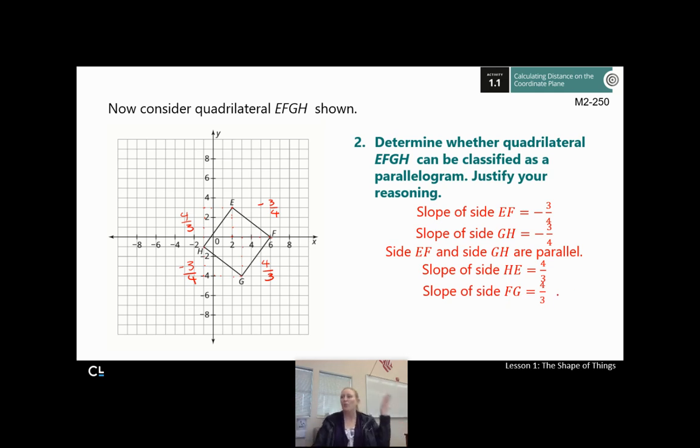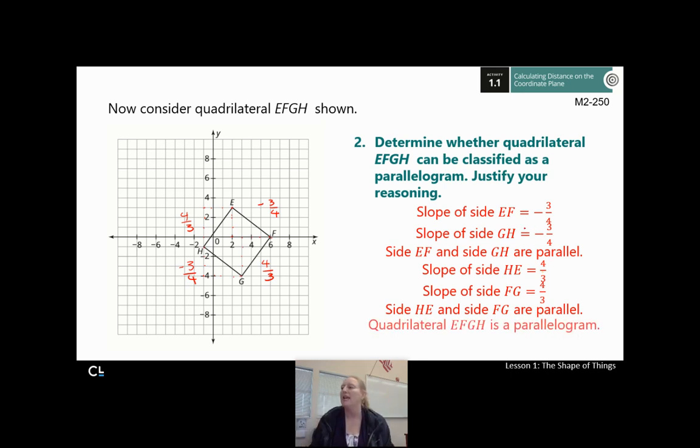That's great, right? Because that means that side HE and side FG are also parallel. They also have the same slope. So because I have two sets of parallel sides, sure enough, quadrilateral EFGH is a parallelogram. That's great. So I know it's a parallelogram.